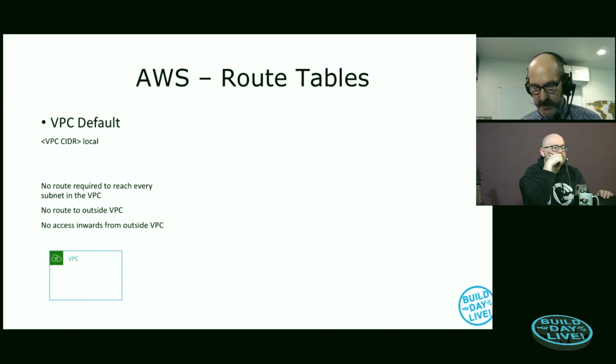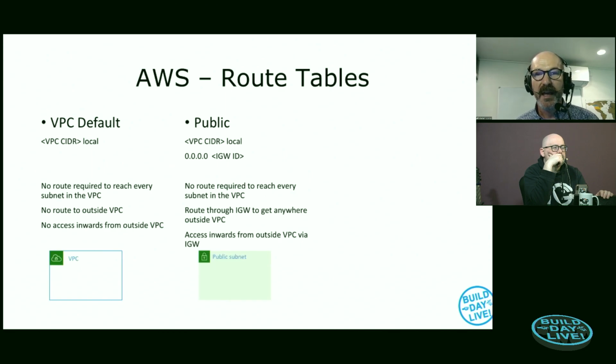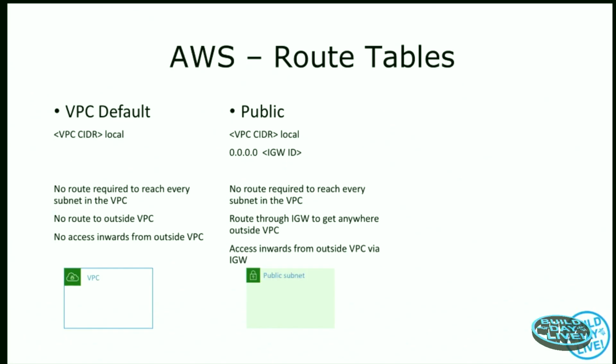If we want to make a subnet public, we will add a line, and it's that 0.0.0.0/0 line that goes to an internet gateway. If that, what's sometimes referred to as the last resort route, goes to an internet gateway, then we have a public subnet. We didn't need any additional route to reach every subnet inside the VPC, but we have added a route to get to the internet, anywhere we don't know, that goes out through the internet gateway. And because we have a route direct to the internet gateway, that also allows incoming connections back in to our servers inside this public subnet.